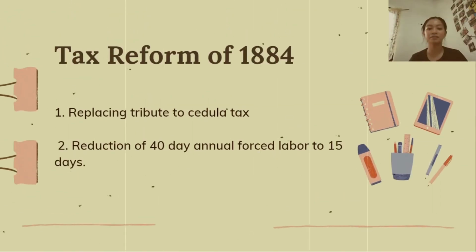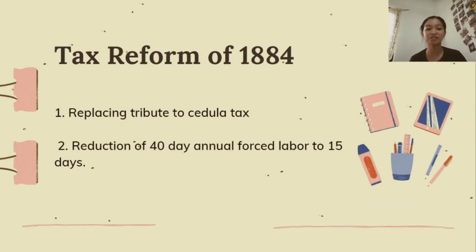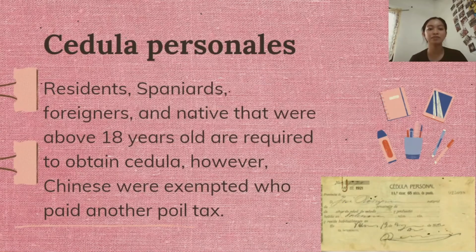During the 19th century, the tax reform of 1884 was introduced by the Spaniards. It has 2 important provisions. First is replacing the tribute with the cedula tax, and number 2 is the reduction of 40-day annual forced labor to 15 days. And the next is the cedula personales.